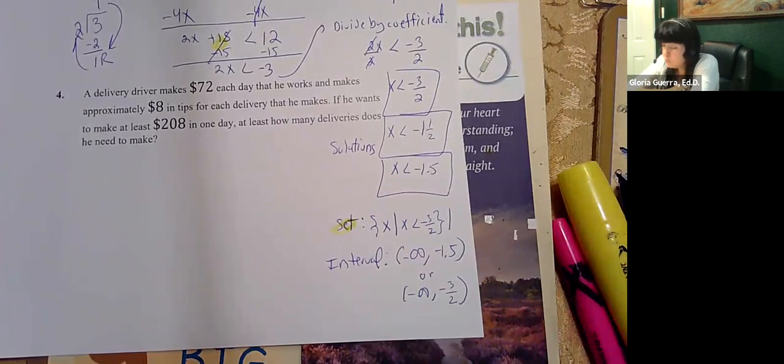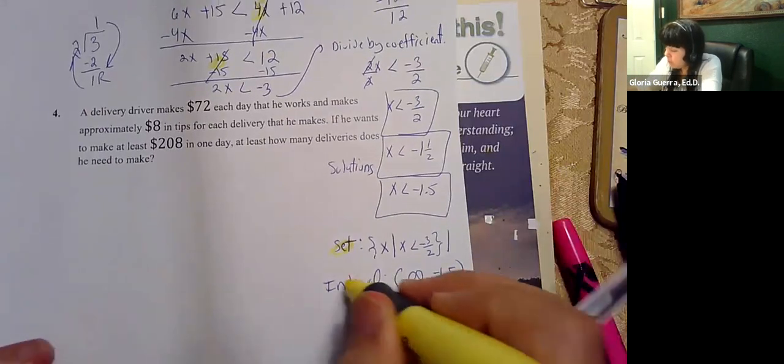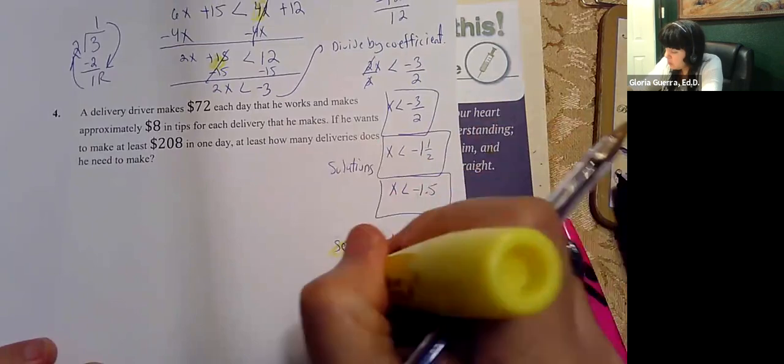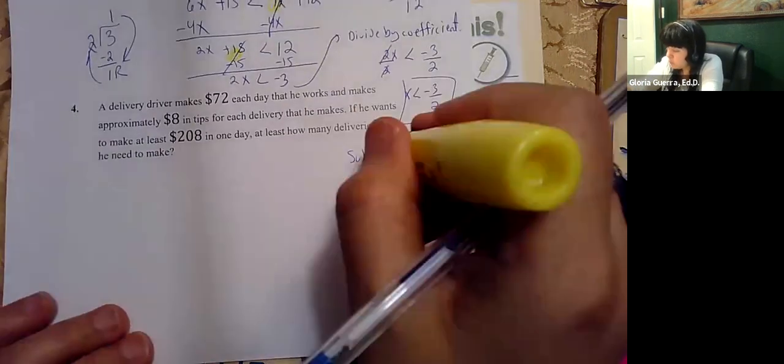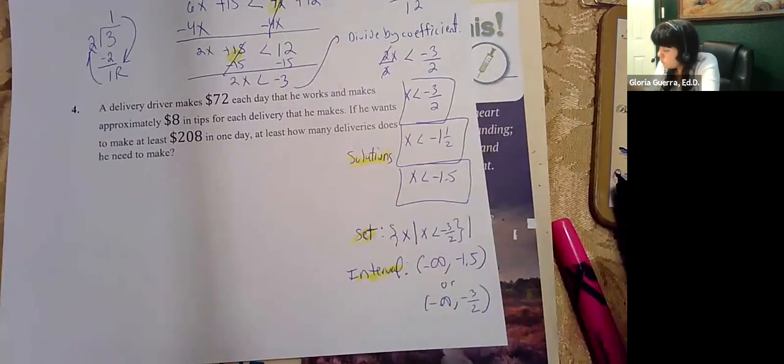Okay. And that's your interval. Okay, I think we got everything. The set, the interval, the graph was up here. Those are your solutions. Okay.